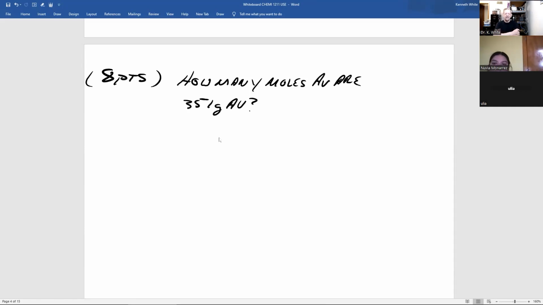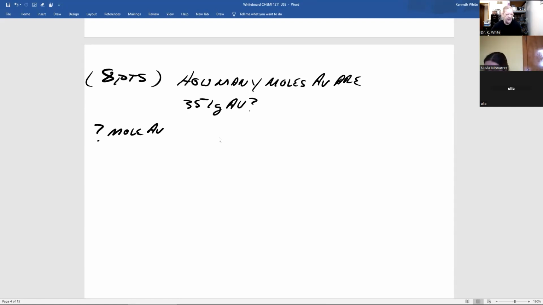So the question is, how many moles of gold, Au, are 351 grams of Au gold? Well, how do we do this? Well, I think you know the routine. What are we being asked to find? Moles of gold. And that's Au, not AV.